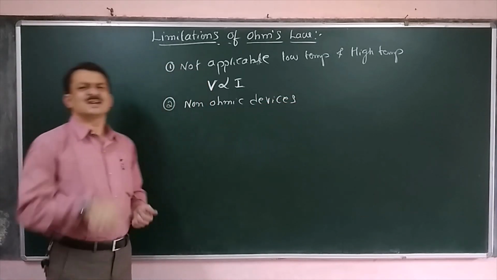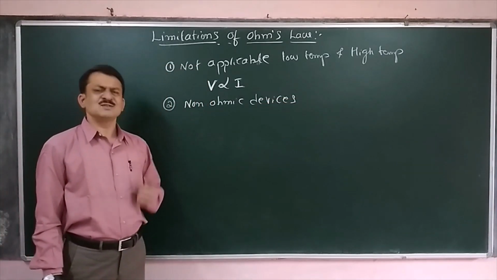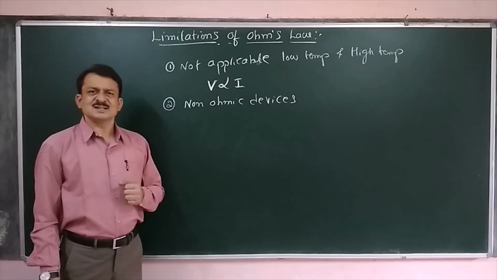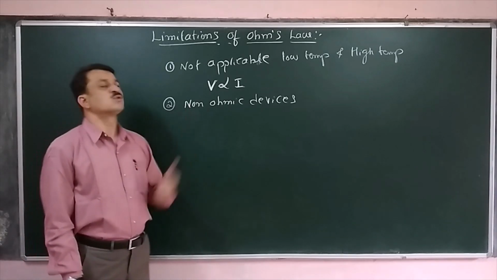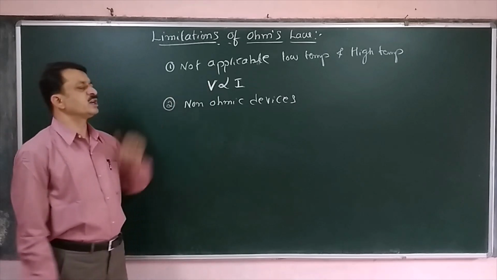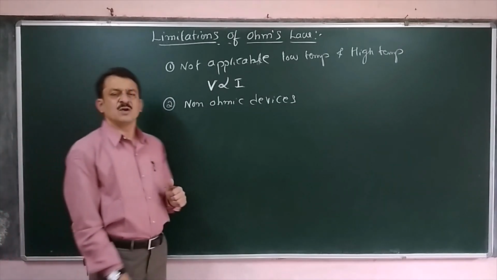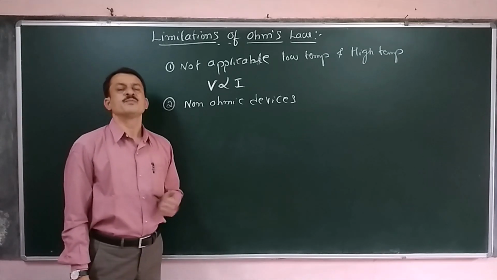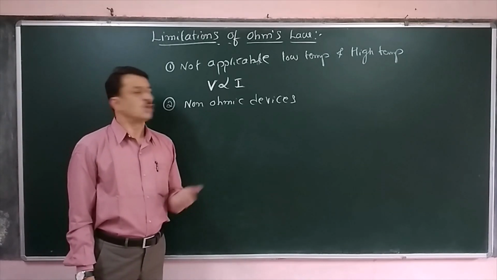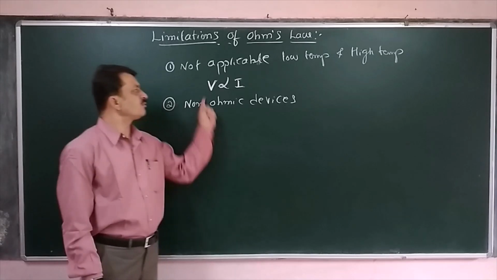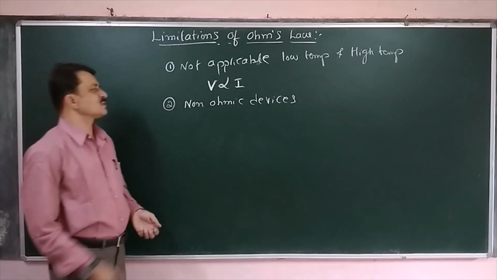It is applicable only in the case of an ohmic device. Then what is an ohmic device? The device which satisfies Ohm's law, that means the current and voltage are directly proportional. Those devices we call ohmic devices. Best examples are ammeter and voltmeter.